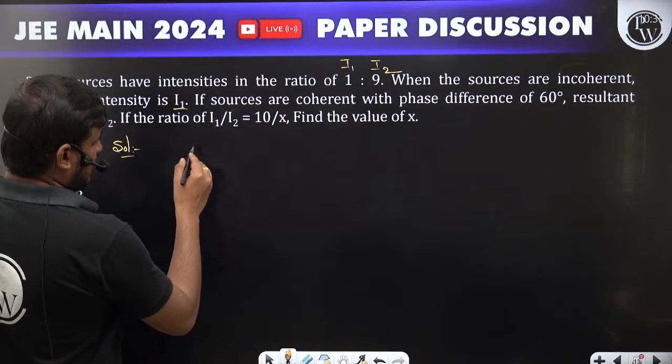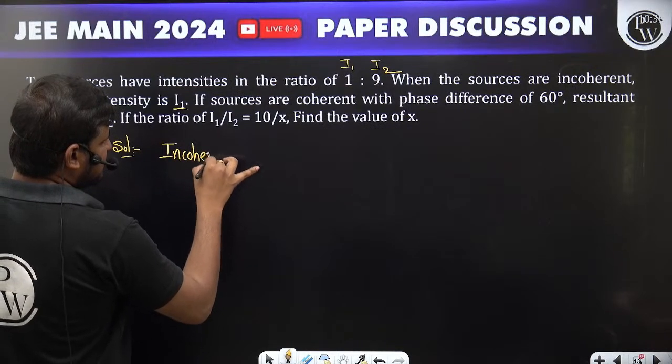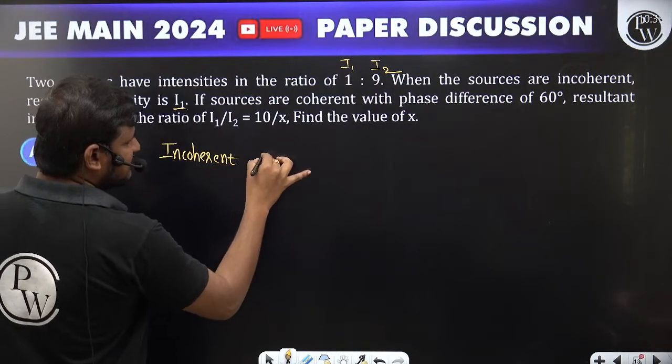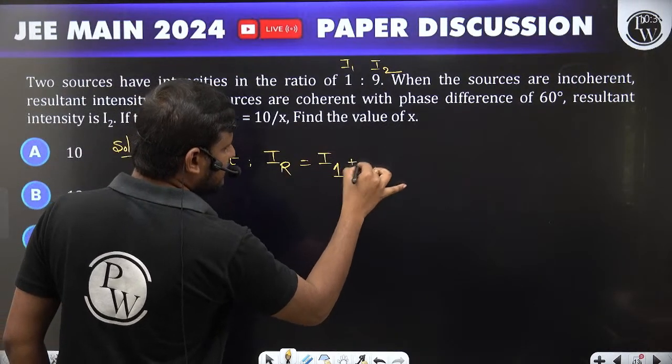So see here, I can simply write first the basic formula for the incoherent sources. The resultant intensity will be simply the algebraic sum of the individual intensities.